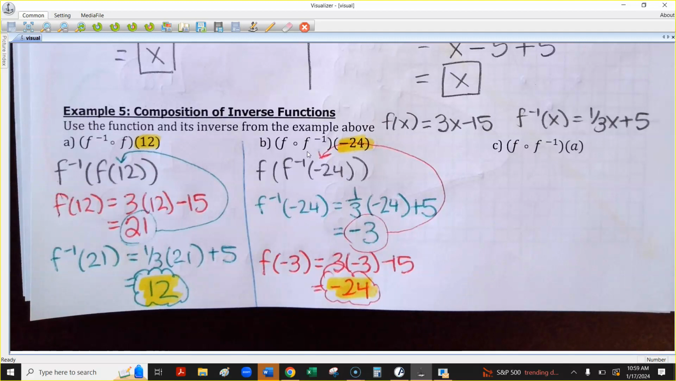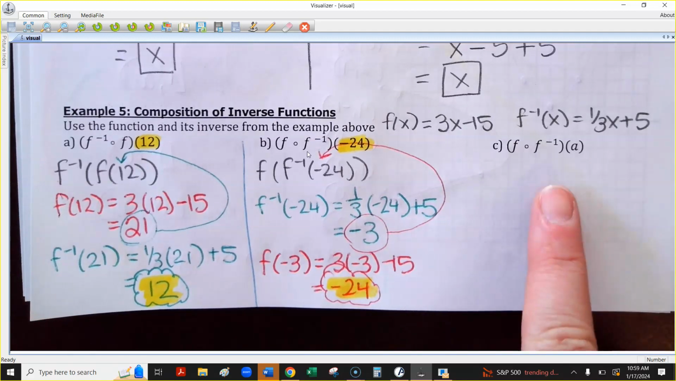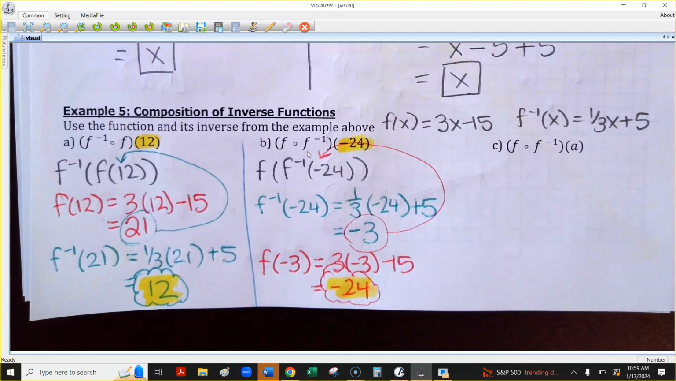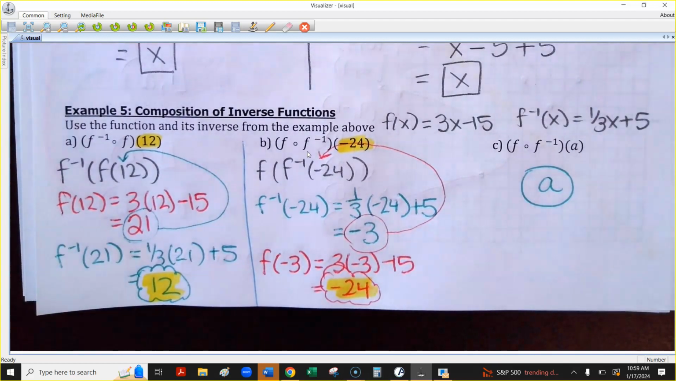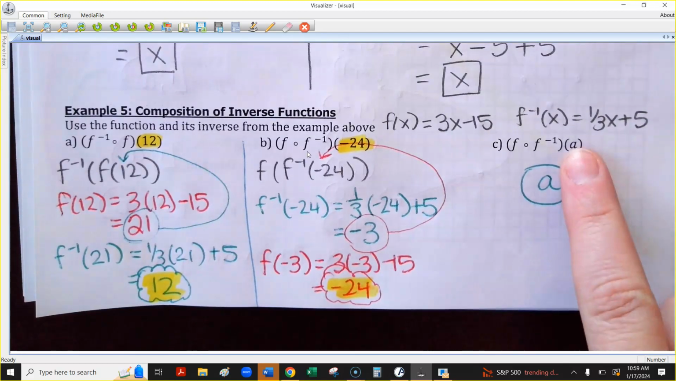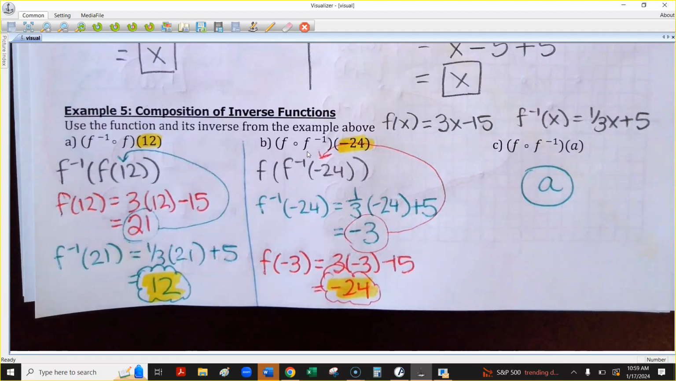So if I look at the last question, can anybody tell me the answer without doing the problem? It's A. If you understand that, you don't have to go through and do a bunch of work. If you want to prove it, that's fine. But if you understand, hey, I'm composing a function with its inverse and they're going to cancel each other out, I could literally put a picture of an elephant in the parentheses and that would be the answer. Okay, they cancel each other out.